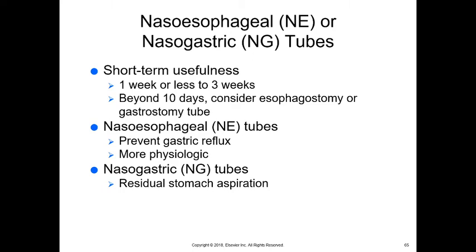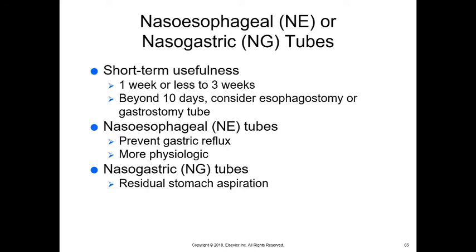Nasoesophageal, NE, or nasogastric tubes. These are tubes that go through the nose, naso, all the way into the stomach. They have a short-term usefulness, so we can use them for 1 to 3 weeks, but if we think we're going to need it for beyond 10 days, we want to consider a tube that's indwelling or something we can suture into place, like an esophagostomy tube, one that goes into a hole that we make into the esophagus through the neck, or something that goes directly into the stomach from the abdomen, the gastrostomy tube. Ostomy means the hole is made within there.